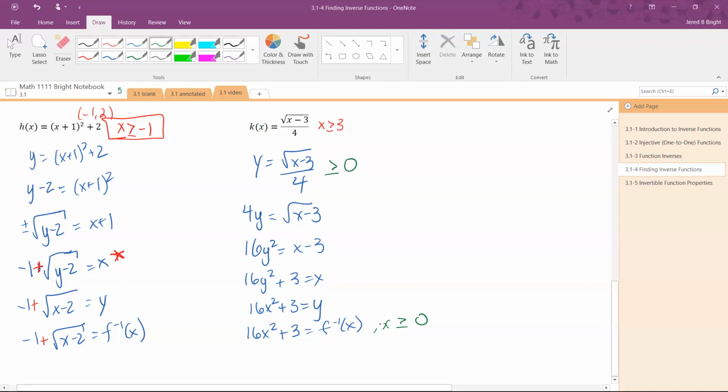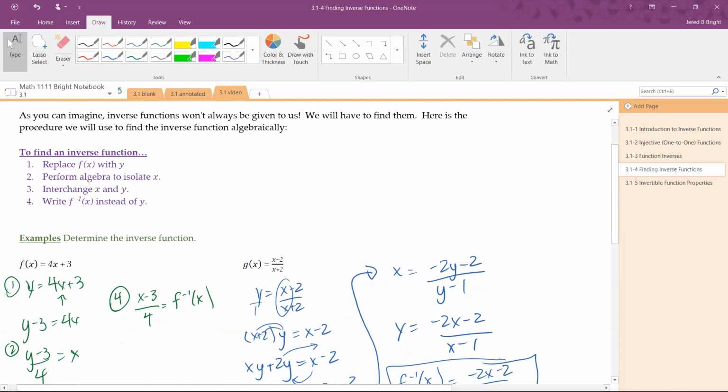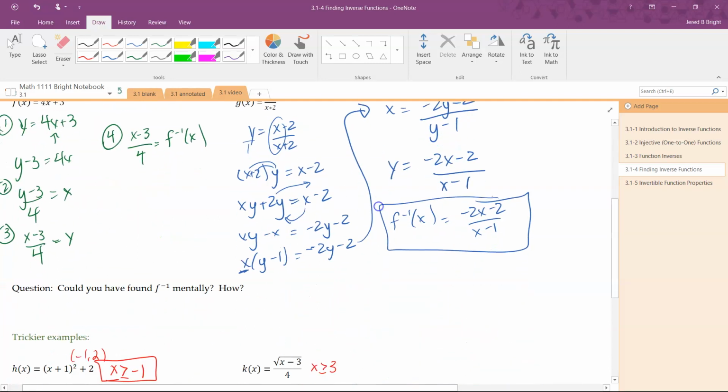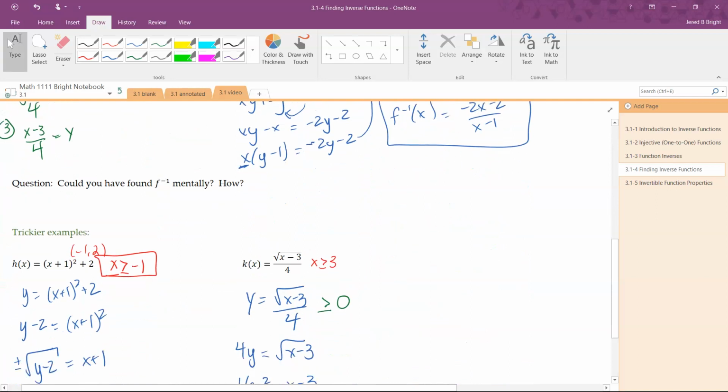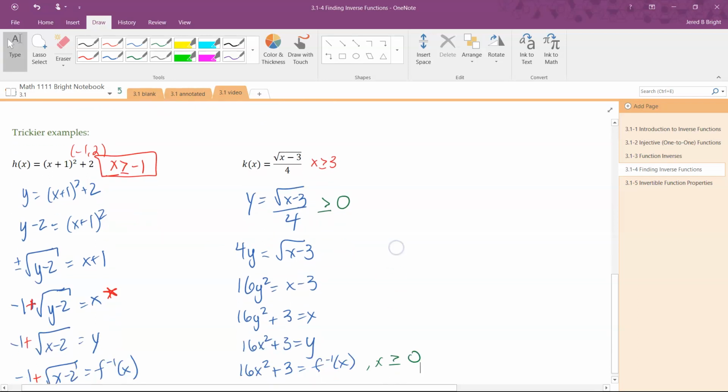So for inverse functions, we have this nice standard procedure: isolate, and then switch. And then we just have to be careful with some of them when we don't have that injective property immediately. So make sure to be careful with the domains.